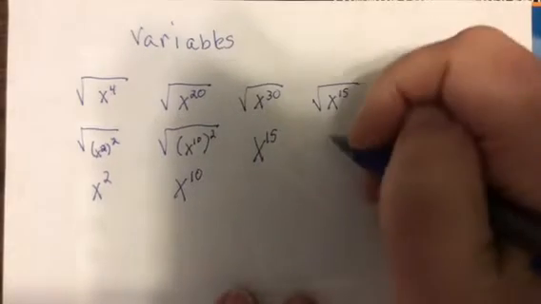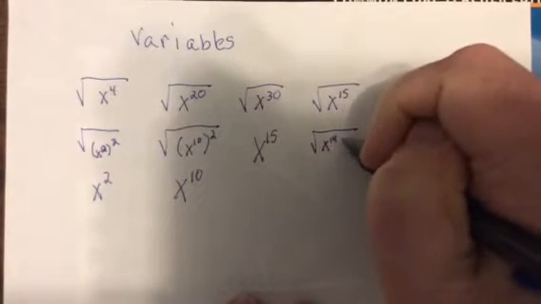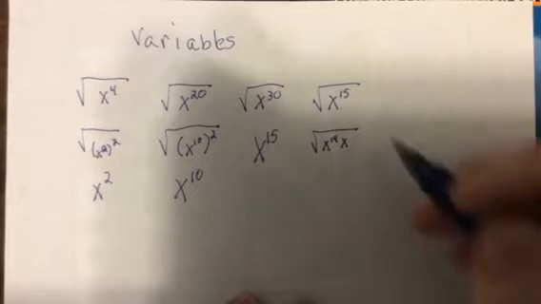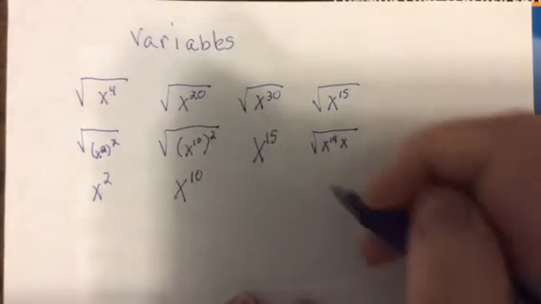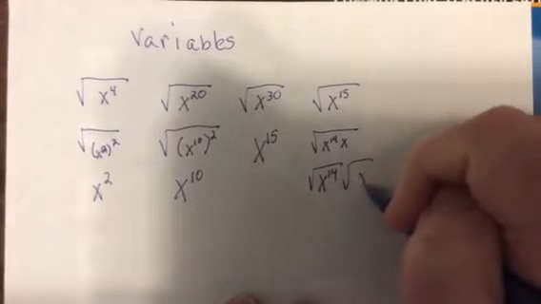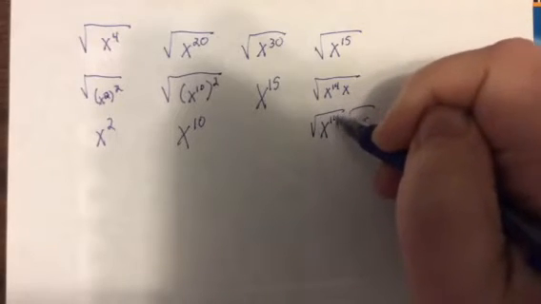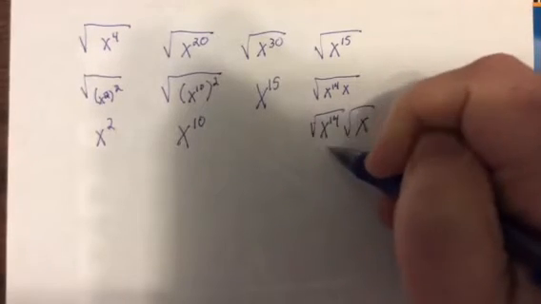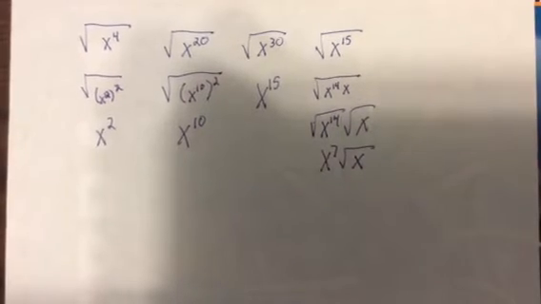But I can break it up to the square root of x to the 14th times x. Because when you multiply two things same base, you add. 14 plus 1 is 15. So it'd be square root of x to the 14th, square root of x. And when you take the radical of a variable, you divide the power by the index. So that'd be x to the 7th. The square root of x I can't do anything with.